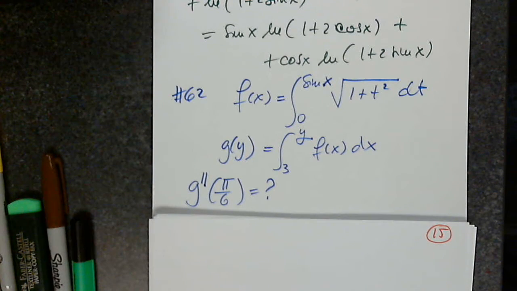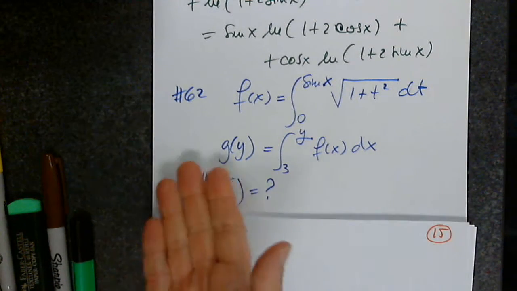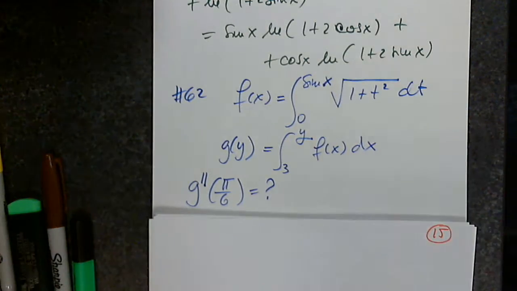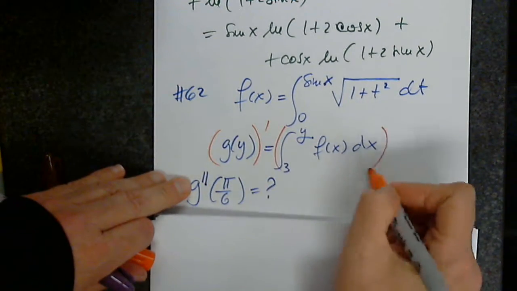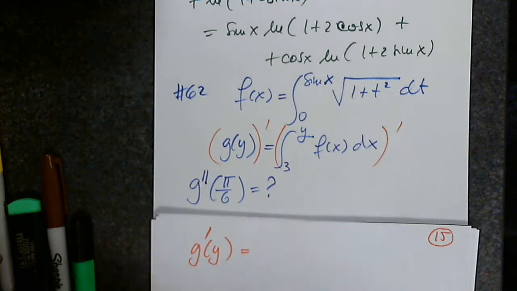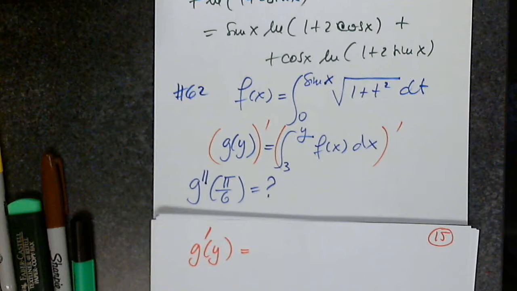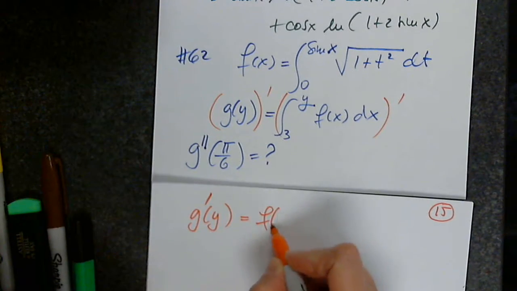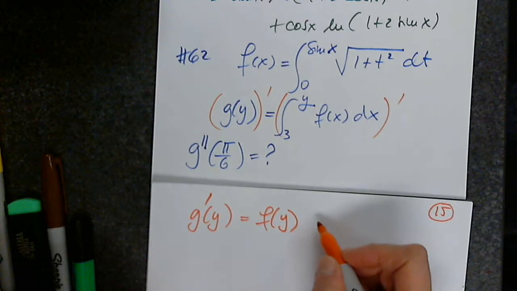First of all, I'm looking at what I'm asked to determine. I'm asked the second derivative of g. I have a function, which is g, and I have to find its first derivative first in order to get to the second derivative. Okay, so then I will differentiate both sides. And please give me g prime of y. g prime of y is f of y times y prime.